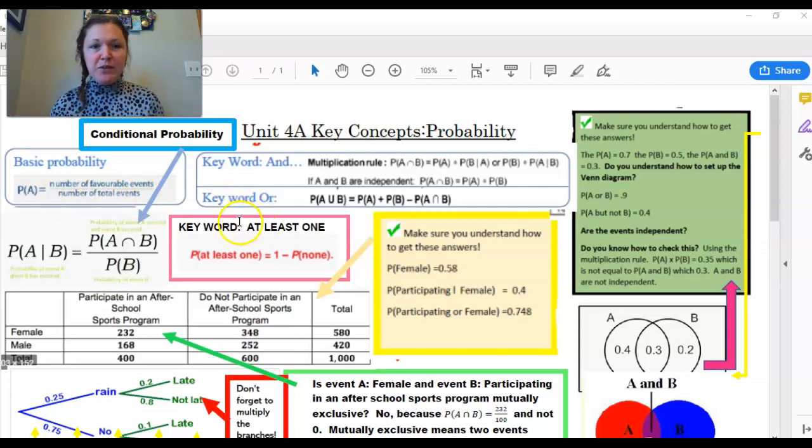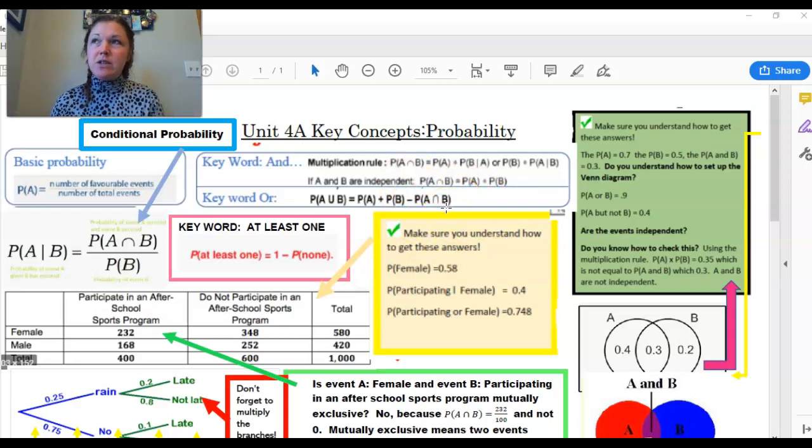Next, what I want to move on to is this keyword or. When you see the word or, that's where you're going to use the addition rule. So let's say I want to know the probability that it is a 2 or a 6 when I'm rolling a number cube. I'm going to take the probability that it's a 2, so 1 out of 6, plus the probability that it's a 6, 1 out of 6, that would give me 2/6. Now we see the subtraction right there.